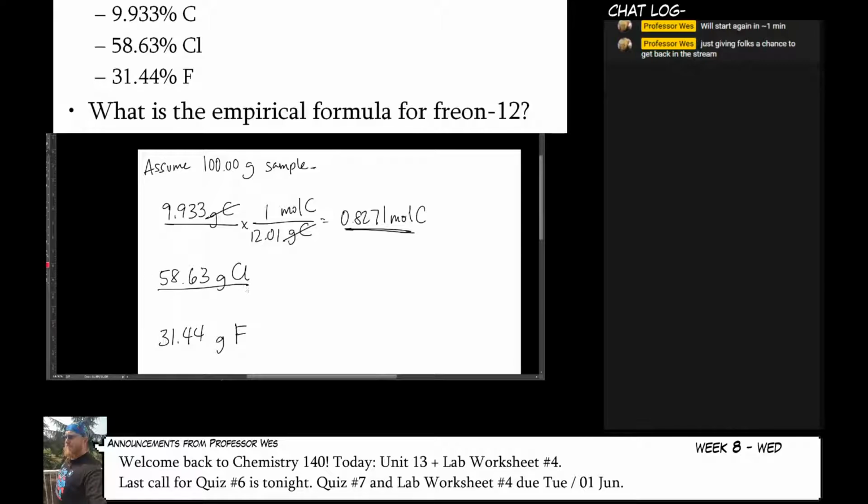Let's repeat that for chlorine. 1 mole of chlorine is 35.45 grams of chlorine. And we'll punch that in the calculator. I lost a decimal point, so my answer is garbo. There we go. 1.654.